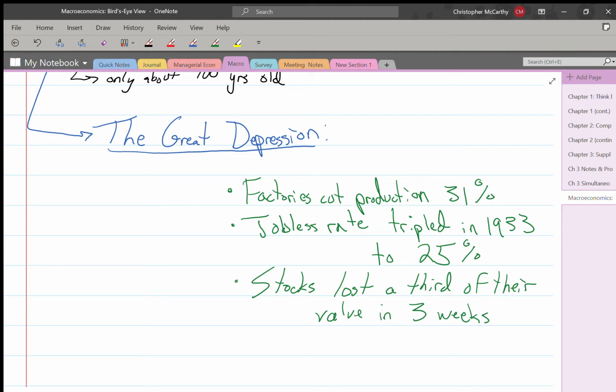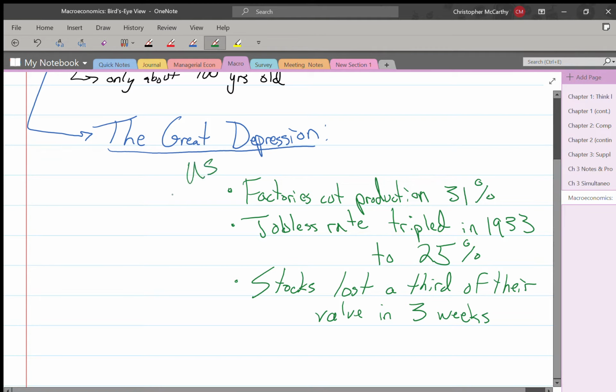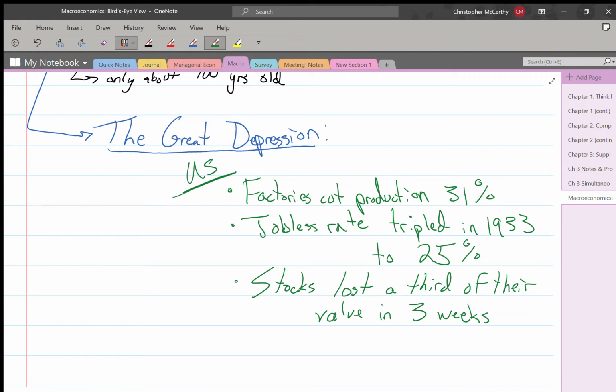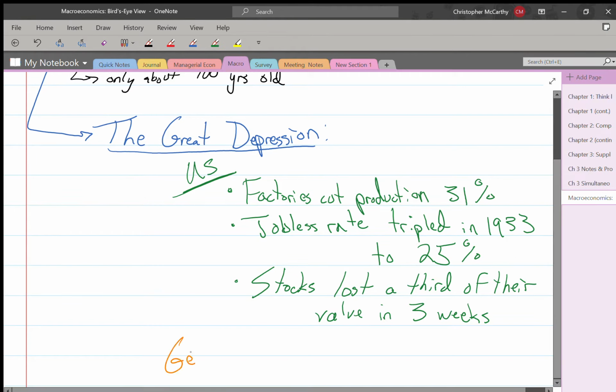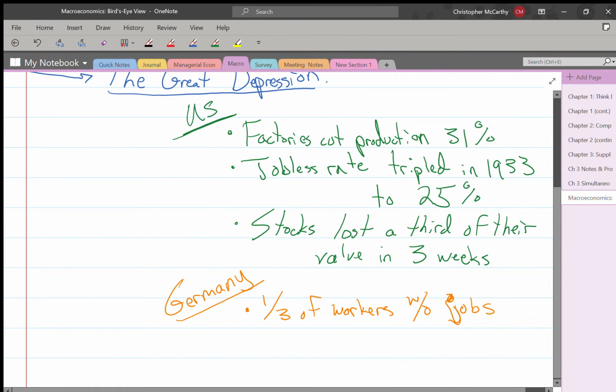And it wasn't just in the United States, right? So this was in the US. But also, if we look to Germany, in Germany, nearly a third of workers were without jobs. And in Germany, they had a total banking system collapse. And we'll talk about what that entails in the future.